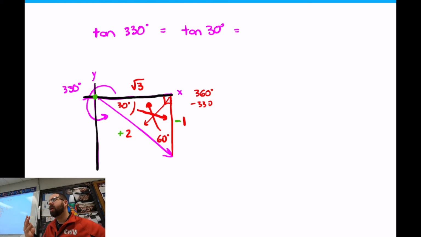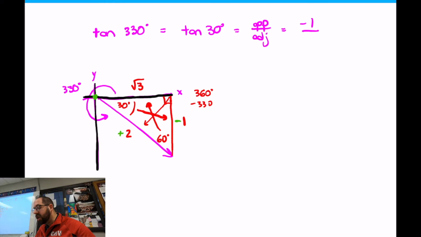But we're in the fourth quadrant, so setting up my triangle here, I can now tell you what my answer is going to be. Tangent, if you don't remember, stands for opposite over adjacent. Now my reference angle is the 30. So what is the opposite of 30? -1. And the adjacent to 30? Square root of 3. And that's your answer. This is the exact answer. That's it? That's it. Done. Complete. Move on to the next one.